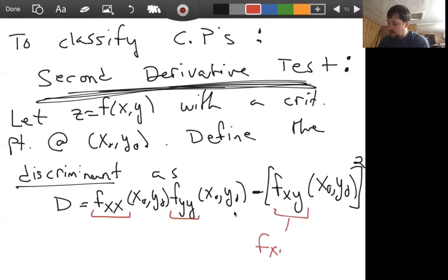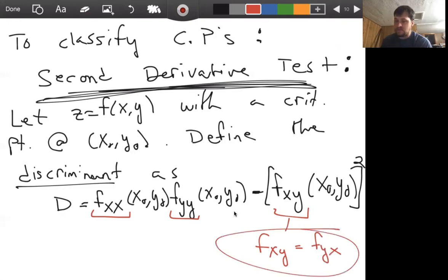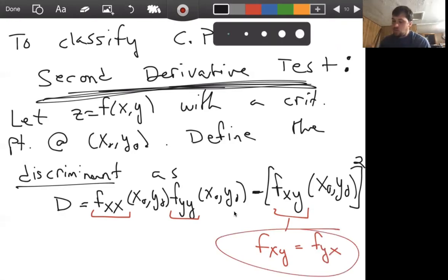And remember here, f sub xy is equal to f sub yx. This is the equality of mixed partials theorem that we discussed a few videos ago. And so when calculating or classifying critical points, you will always have to compute this discriminant. You'll have to find all second order partial derivatives and then evaluate them at the critical point. You plug them in, the discriminant gives you some number. And here's what the second derivative test tells you based on the number you get.